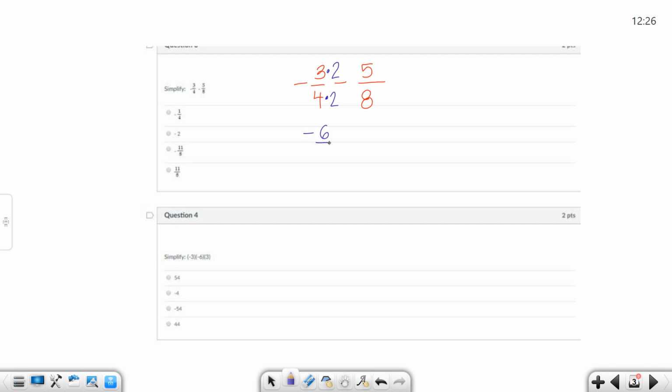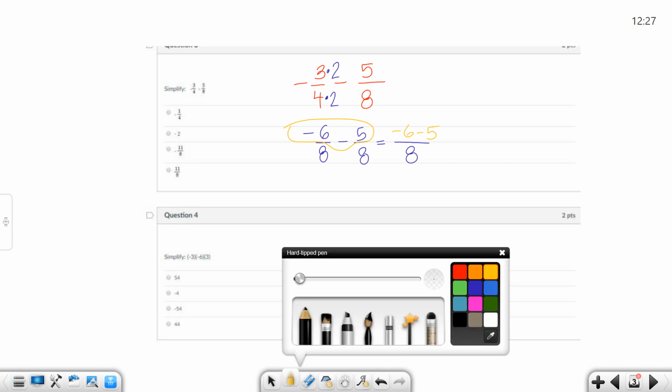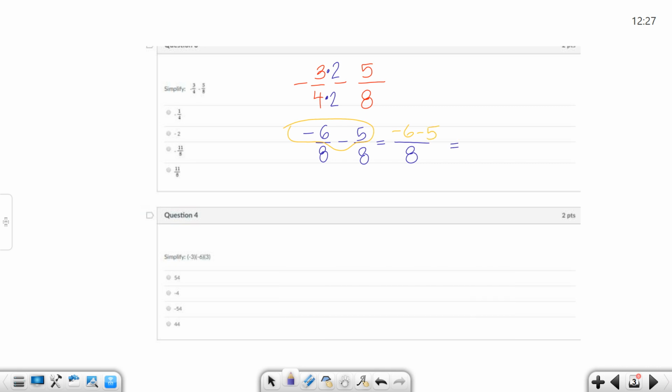So I get negative 6/8 minus 5/8. And I know that's going to equal 8ths. Now I get ready to simplify across the top, and I have a negative 6 minus 5. Well, those have the same sign, so the same sign tells me to add and keep the sign. So I get negative 11/8. Well, look over here and make sure you choose the one that's negative. Negative 11/8 would be right there. Okay, so those are your rules for adding and subtracting.